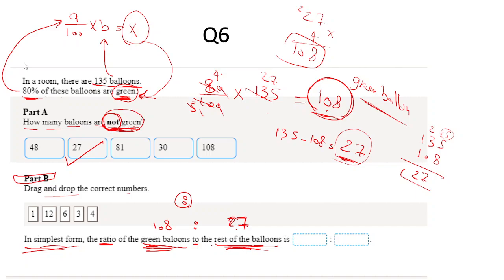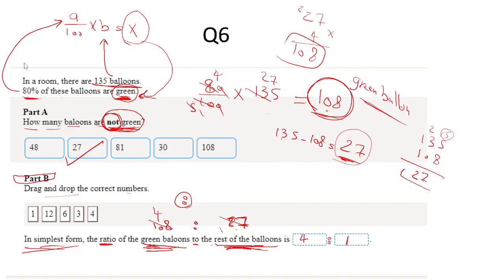So now, to simplify this, if we divide 27 by 27, it will be 1. Here, 108 divided by 27, it will be 4. So the ratio will be 4 to 1.